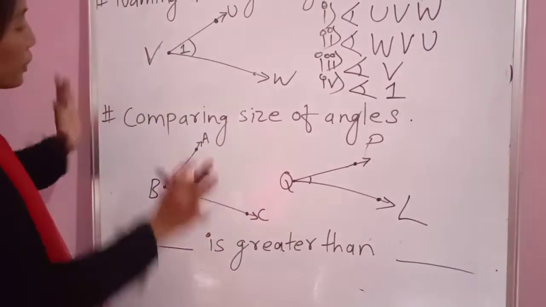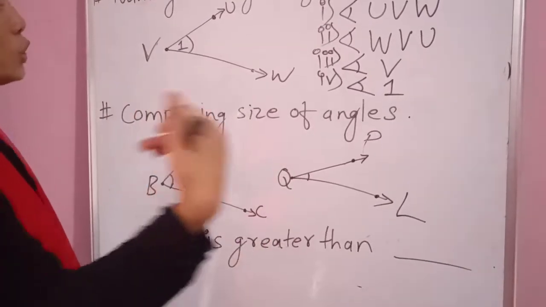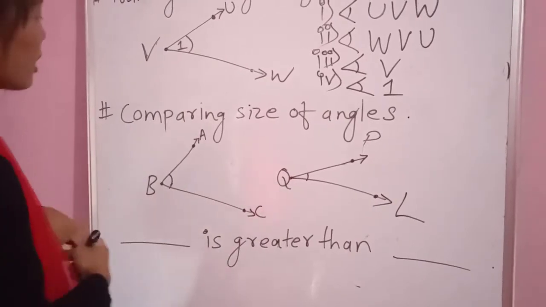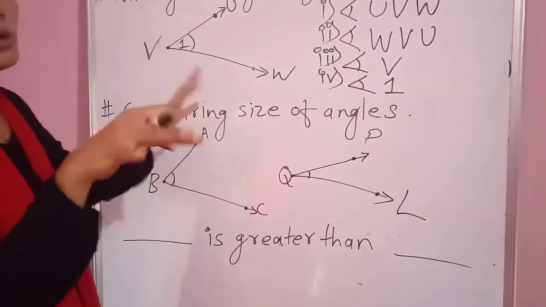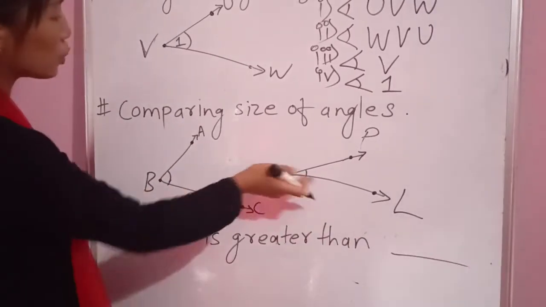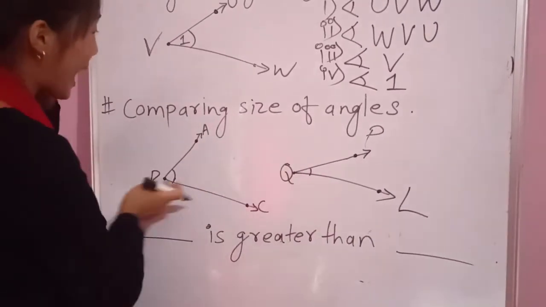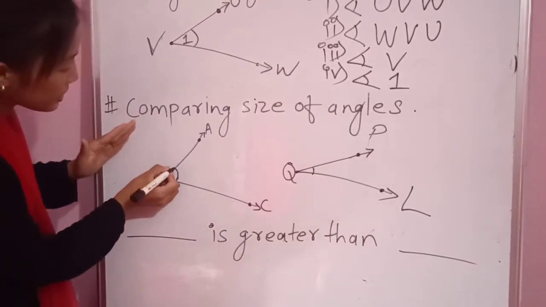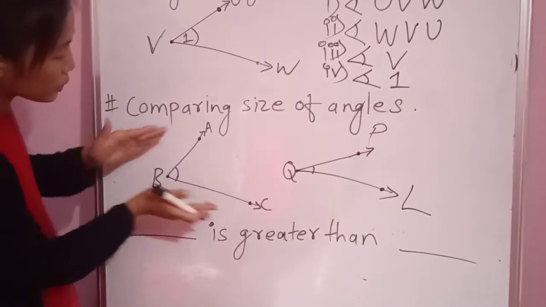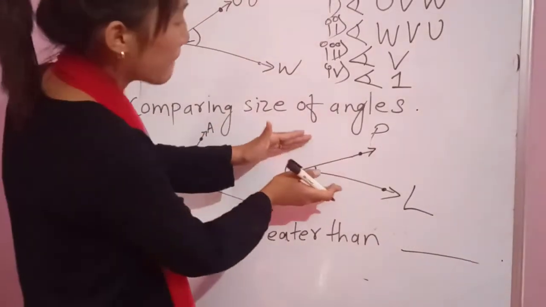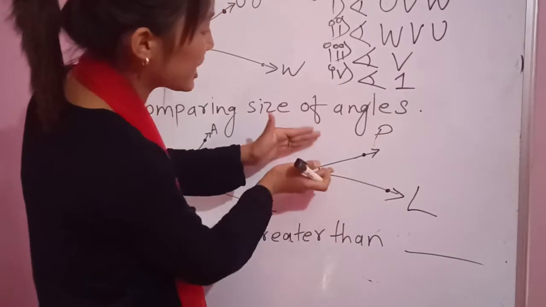You have to see the figure. First of all, there will be two figures given so that you can compare. Comparison always happens between two things or more than two things, so obviously two figures are given. Now you have to identify which one is bigger. Look here in the first figure, the space between these two rays is a little bit more, and the space between the two rays of the second figure is less.